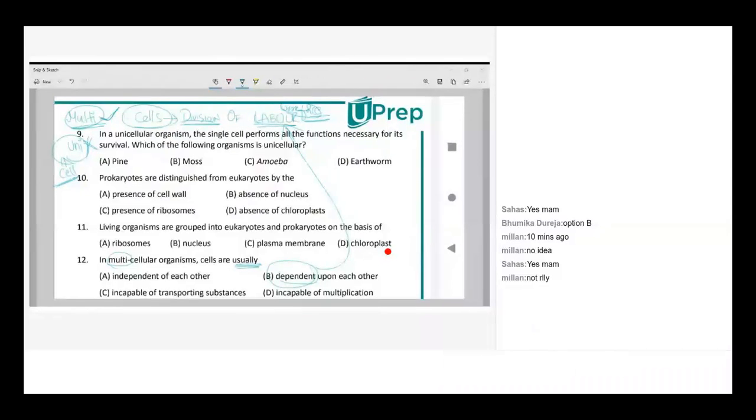See, in the circulatory system, if arteries are not dependent on veins, blood circulation will not get finished, isn't it? Even in respiration, if all the alveolar cells in the lungs are not dependent on each other, the respiration process would not be completed. So this is how division of labor plays a major role in multicellular organisms, which indicates dependency of cells upon each other. Clear, Bhumika? Between A and B? Yes, ma'am. Yeah, fine. So the answer is B.